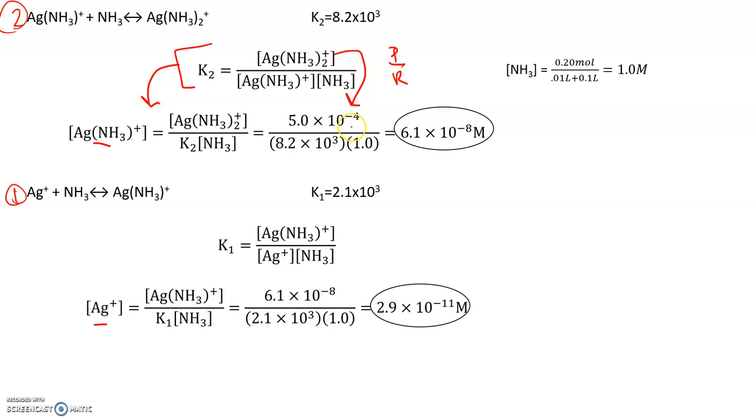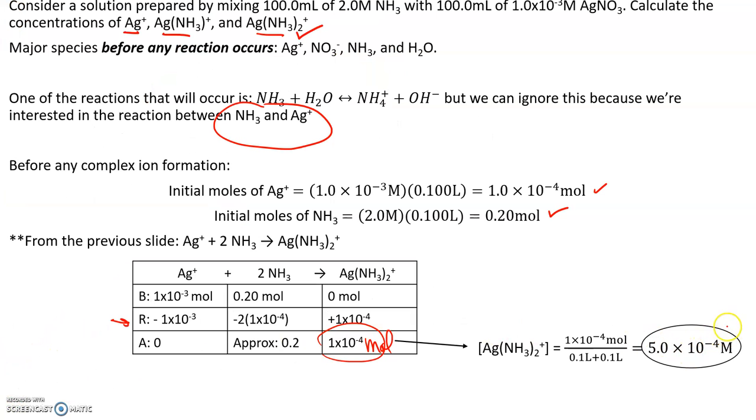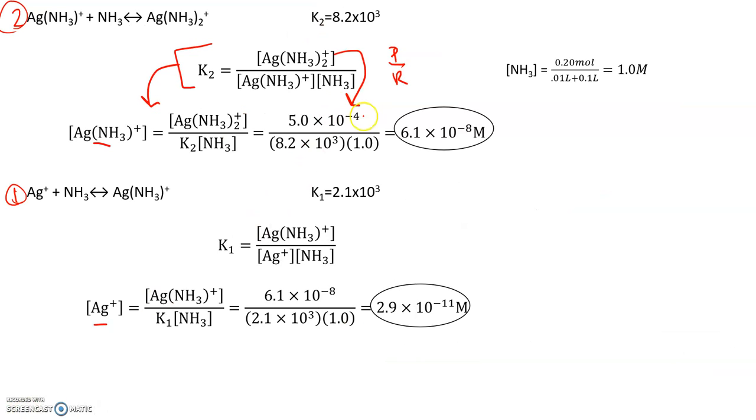This concentration came from the previous slide. So in the box in the last slide, we found that the concentration of the Ag(NH3)2+ was 5 times 10 to the negative 4th right here. And so that's what I plugged in here. Your K2 value we got from what was given to you in the question. And then the concentration of the ammonia I did off to the side here using information that was given in the question. So we know that there was 0.2 moles divided by your total volume, and that's where the 1 came from. Do some multiplication and division, and you get the concentration of this intermediate complex ion to be 6.1 times 10 to the negative 8.